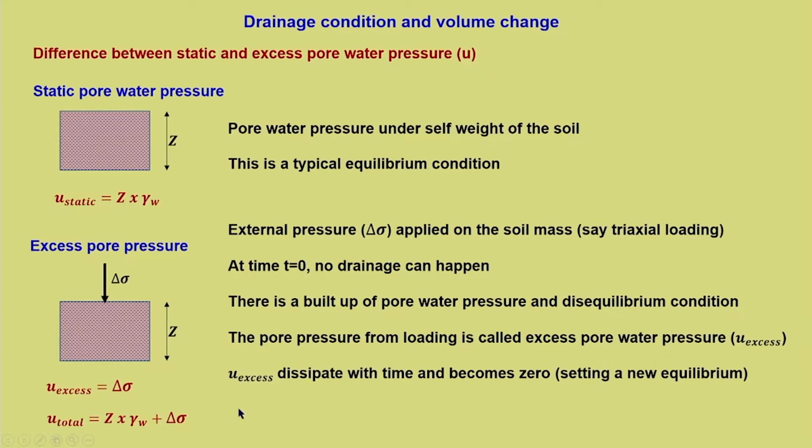So, U_XS, what happens when something is not in equilibrium? Nature, if you observe, if something is not in equilibrium, it always tries to achieve equilibrium by some means. In the same manner, because there is a disequilibrium under applied load condition, U_XS will not exist as it is. It is a transient quantity and there is always a tendency for the soil to dissipate this and reach a new equilibrium condition. So, U_XS will get dissipated over a period of time.